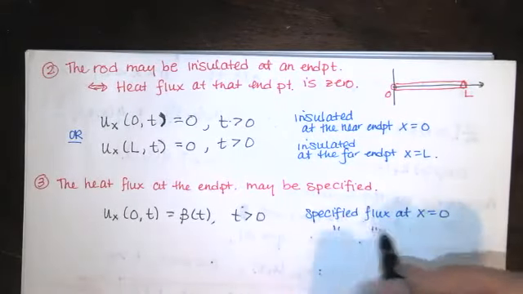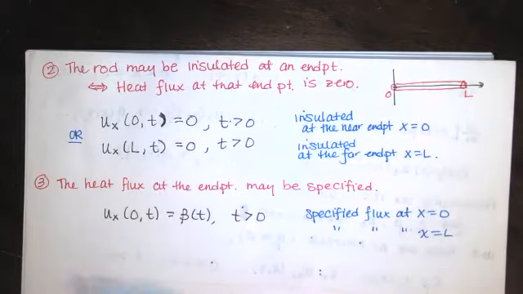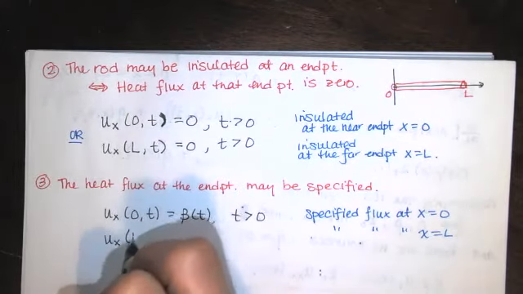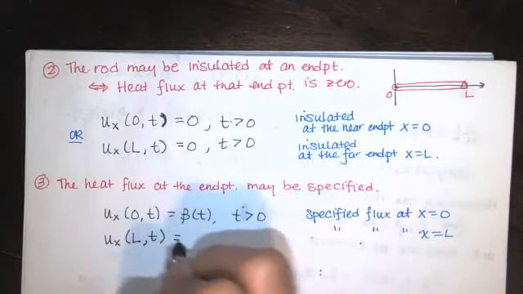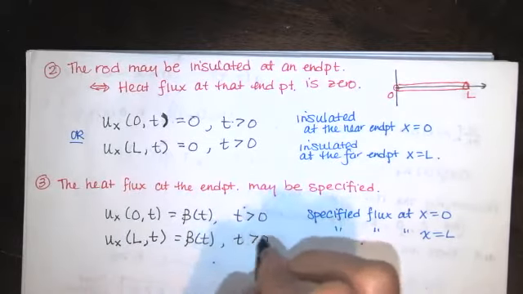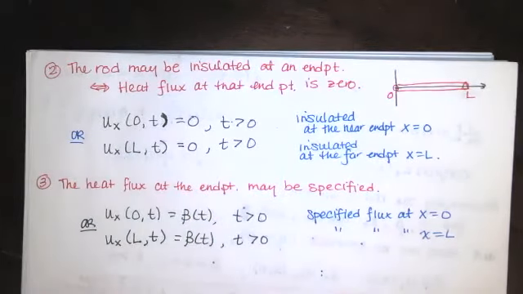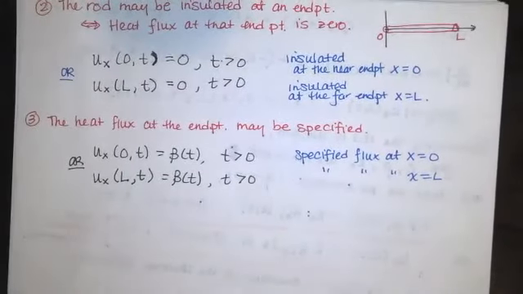Or we might be given the flux at x equals L. It can be very similar. This is the rate of change of the temperature with respect to our spatial variable at x equals L, for all time that we're interested in, is given by this function. Okay, so one of those would be given.